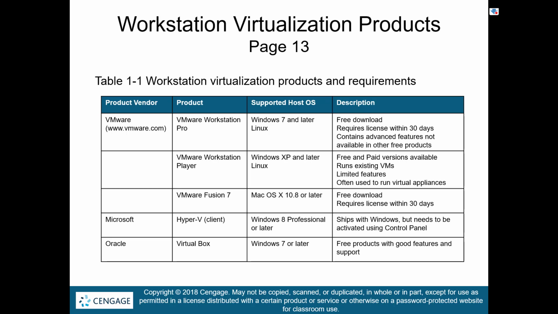Some of the products we'll be taking a look at in this text are described in Table 1.1, page 13. VMware Workstation is covered in Chapter 3, both the professional version and the player version. Now, the professional version has a free download but requires licensing within 30 days. It has many advanced features and is typically used by software developers and in configuration workbench environments.